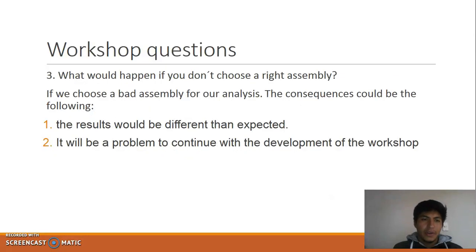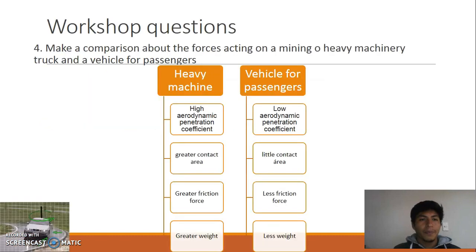The question number 3 says, what would happen if you don't choose a right assembly? If we choose a bad assembly for our analysis, the consequences could be the following. The results will be different than expected. It will be a problem to continue with the development of the rest of the workshop.